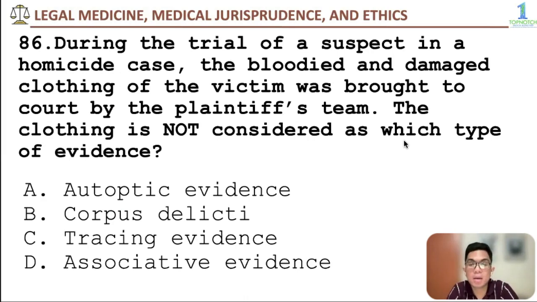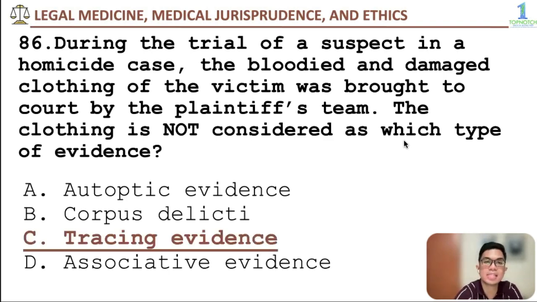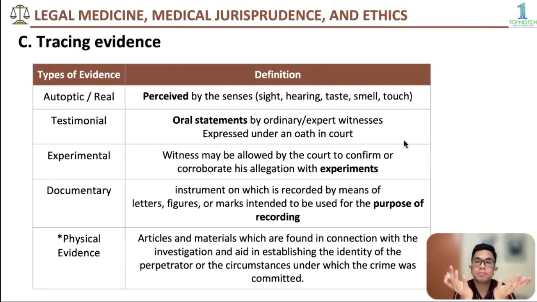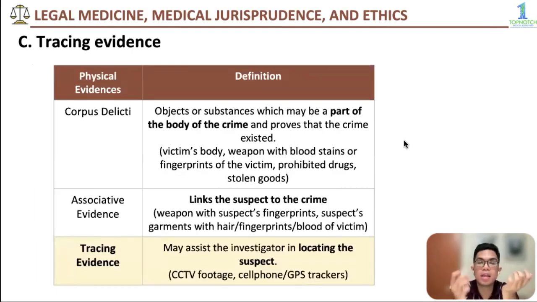So, in a criminal case, you found the bloodied and damaged clothing of the victim. This is not what type of evidence. So it's not a tracing evidence. Okay? So isa-isayin natin. So the clothing of the victim is, you can perceive it by sense, sight, touch, no? Therefore, it is an autoptic or real evidence kasi it's perceived by our senses. Okay? So in terms of the types of physical evidence, it is also a corpus delicti.